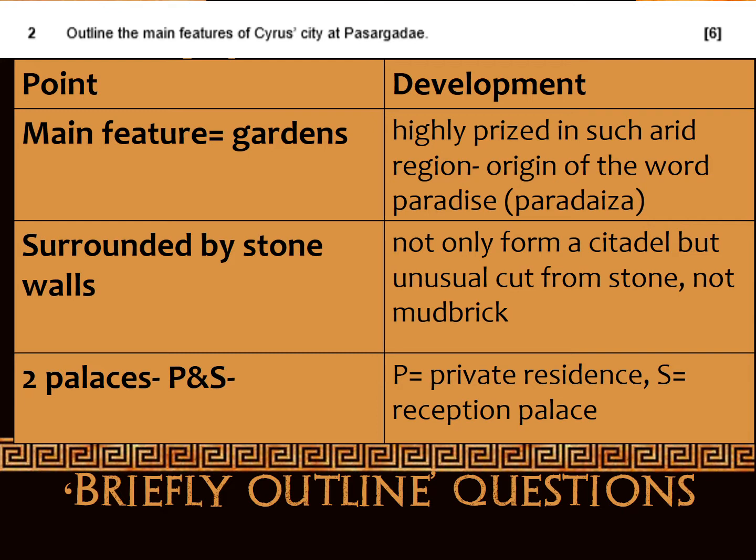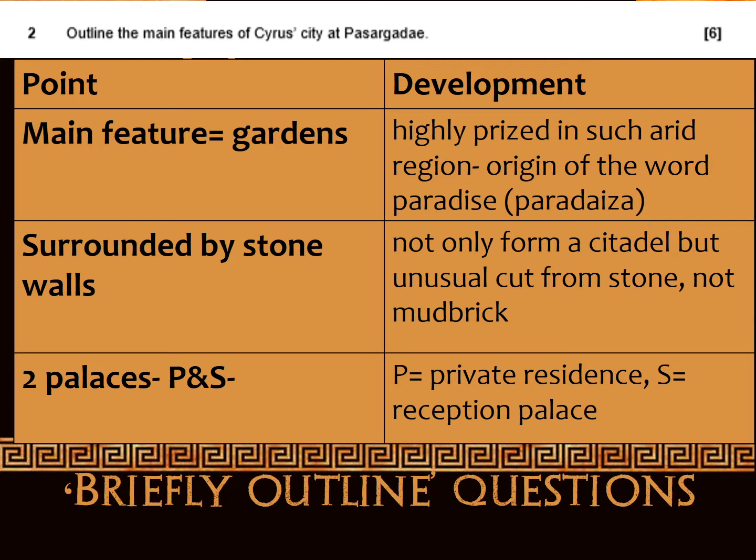The second point I've put is that the city or the palace was surrounded by stone walls. Not only does this make it effectively a fortification or a citadel, but this is unusual because we know the majority of buildings built during this period were built from mud bricks, so Pasargadae sets itself aside in that respect.